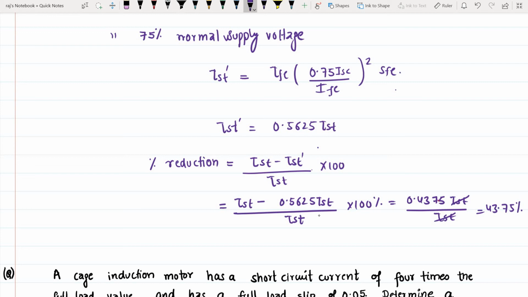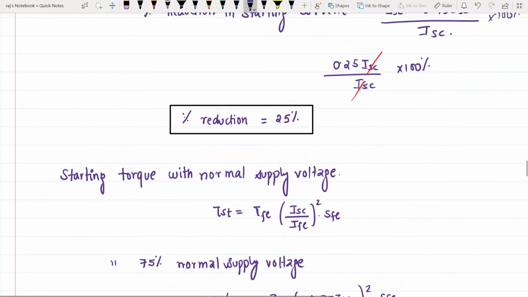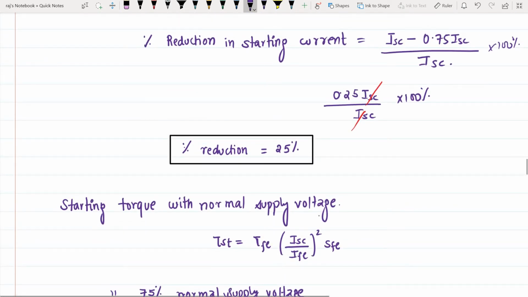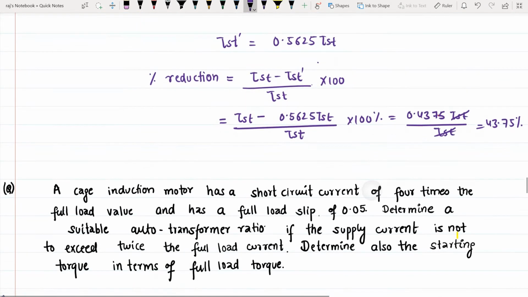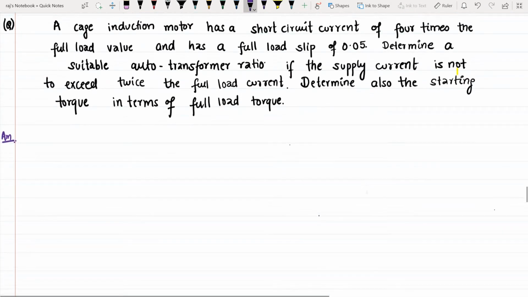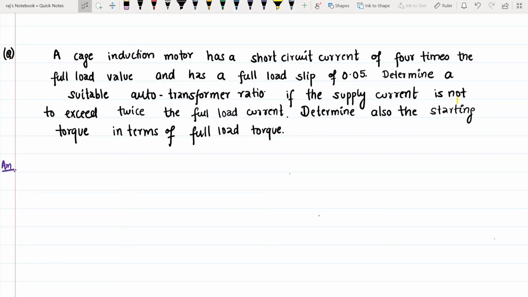Therefore we can say in the above question, percentage reduction in the current is 25% and percentage reduction in torque is 43.75%. Okay, now let's see the next question.